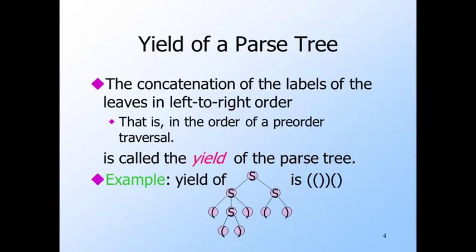The yield of a parse tree is the string of labels of the leaves from the left. This order of leaves is the order you visit them in during a pre-order traversal. The path would look something like this. That's sort of a pre-order traversal path, goes around the tree counterclockwise. The order in which you visit the leaves is the order in which their labels appear in the yield. So here the yield is left paren, right paren, right paren, left paren, right paren. That's what we said here.